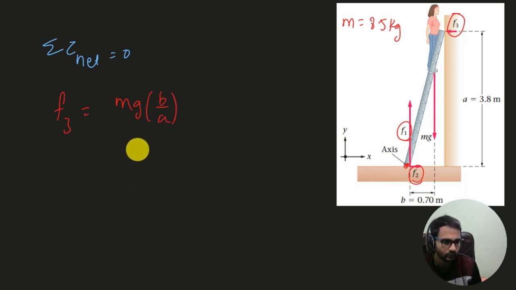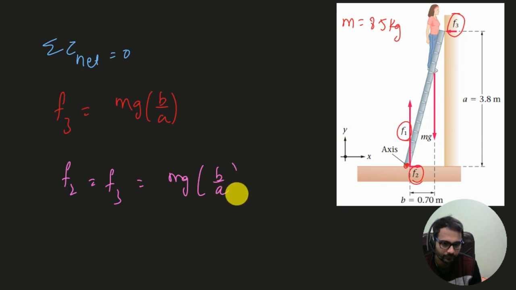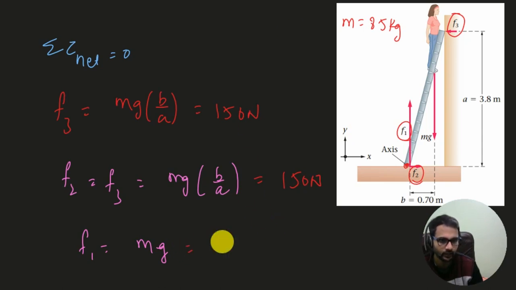And to find the force F2, you can use the net force in the x direction to be zero. So F2 would be equal to F3, and that will be equal to mg into B by A. Now for F1 we can use that the net force in the y direction to be equal to zero, so we'll get F1 to be equal to mg. Right, now if you solve this, you'll get F3 to be 115 newton. So F2 is also 115 newton, and F1 will be equal to 830 newton. These will be the results, you can check on your own.